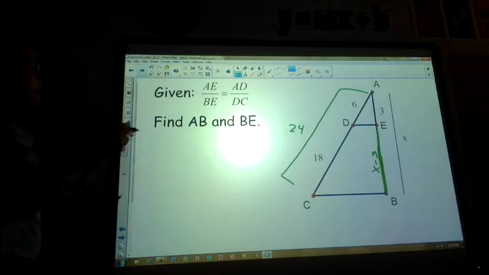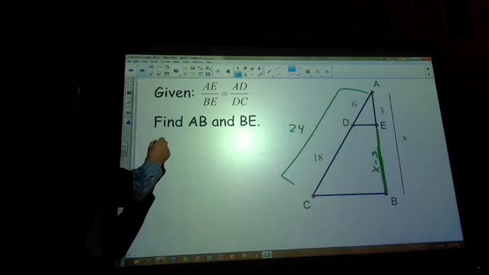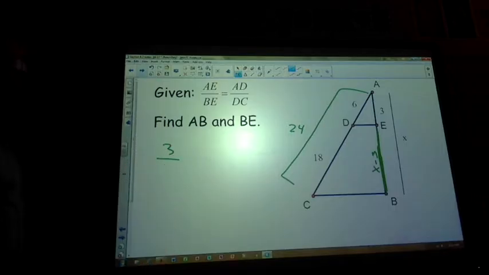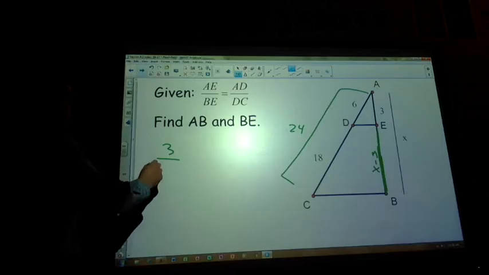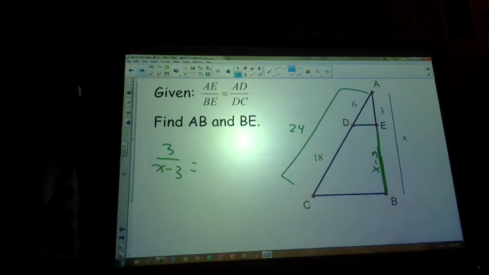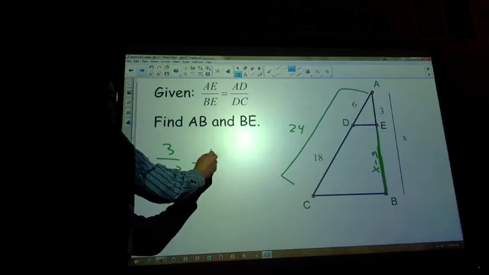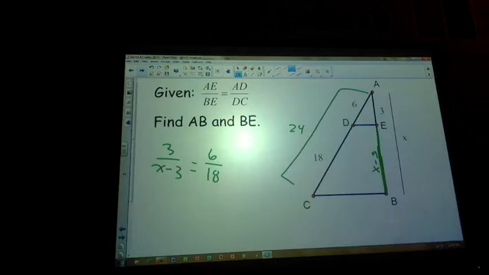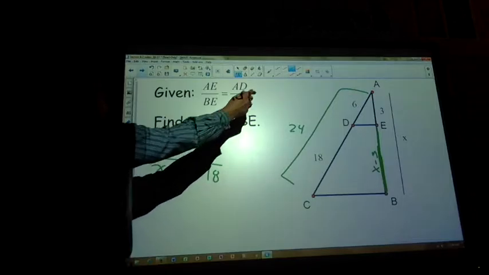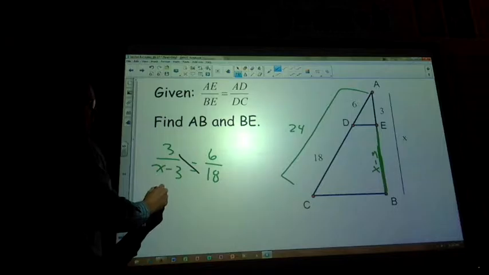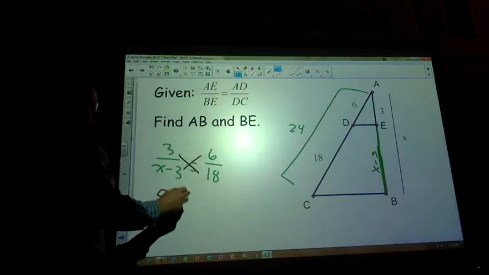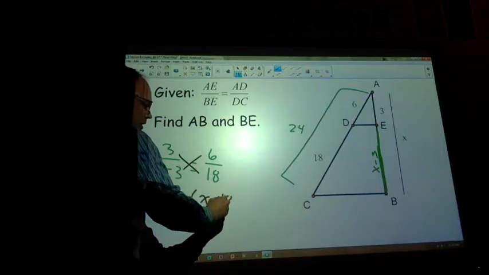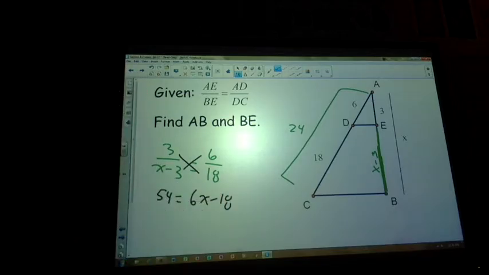All right, so AE is 3 over BE, which we called what? X minus 3, is equal to AD, which is 6, over DC, which they called 18. So there's a couple of ways that you could try to solve this. The easiest way is just doing your cross multiplication. 3 times 18 is 54. And then 6 times that, I get 6x minus 18. Did I do that right so far?